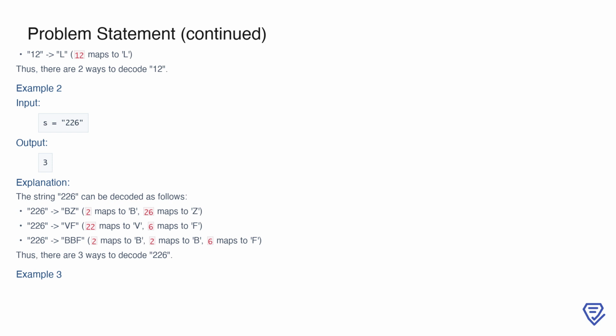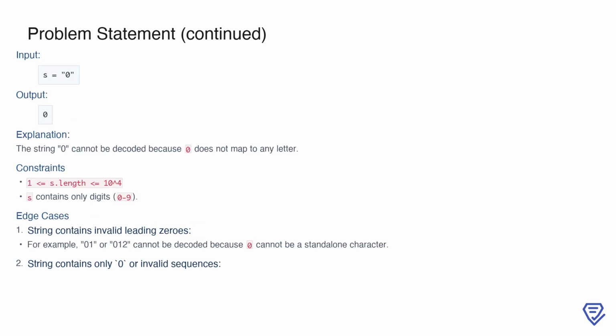On the other hand, certain inputs may not have any valid decodings, as we'll see in the next example. Consider the input string S equals 0. Here, there are 0 ways to decode the string because the digit 0 does not map to any letter according to the given mapping. This highlights an important constraint: any string that contains invalid sequences, such as a standalone 0, cannot be decoded. Additionally, strings with leading zeros, such as 01 or 012, are also invalid because 0 cannot be used as a standalone character.